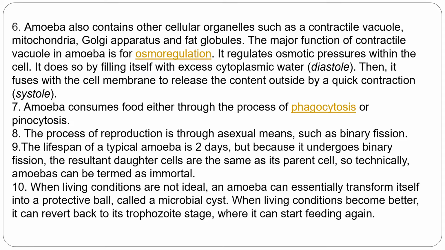Amoeba consume food either through the process of phagocytosis or pinocytosis. I will explain the feeding of phagocytosis next. The process of reproduction is through asexual means such as binary fission.